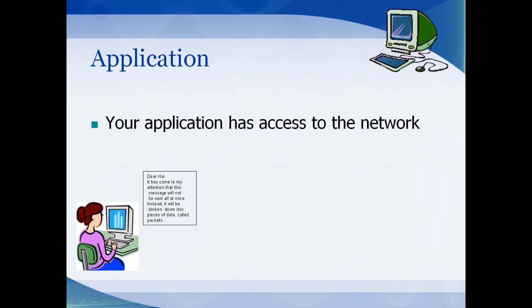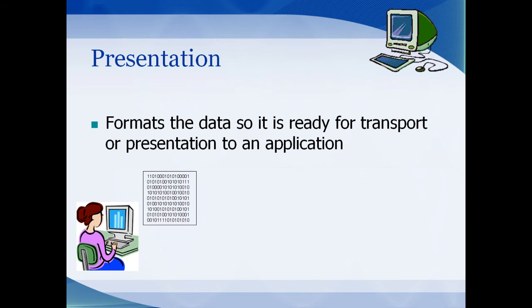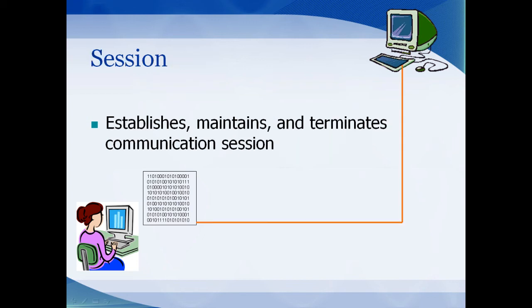I'm going to demonstrate a little bit how the OSI model works. Suppose we have an email ready to go out. The email has an application, and the application has access to the network. She's using this application to write her email. The presentation layer formats the data so it's ready for transport. Now, really, her email message was already in binary as far as the computer is concerned, but you get the idea that the message needs to be encoded.